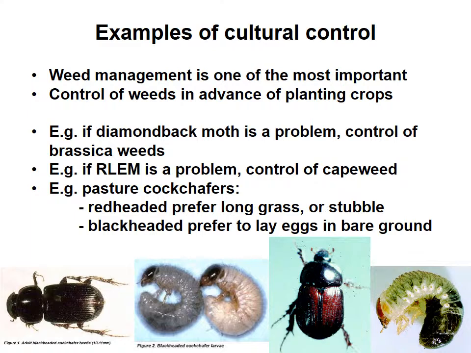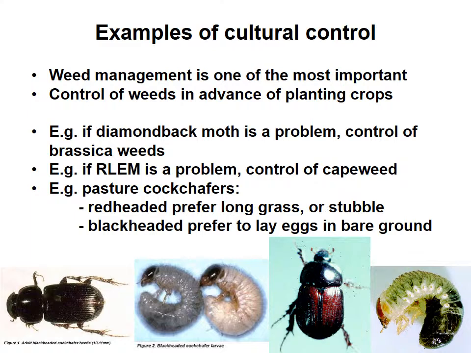One of the most important means of cultural control is weed control. And this involves not just applying herbicides after planting, but getting on top of weed problems a year or two before the susceptible crops are planted. Control of brassica weeds will have a major positive impact, for example, if diamondback moth is a problem. Control of capeweed will have a major positive impact if red-legged earth mite is a problem.